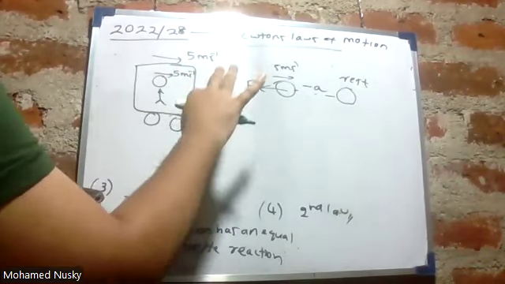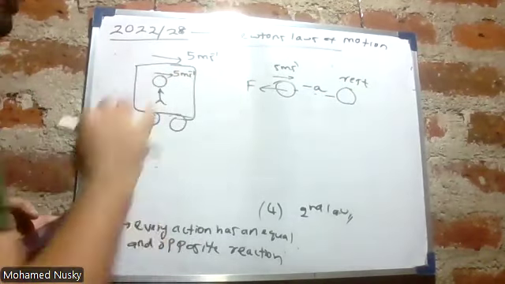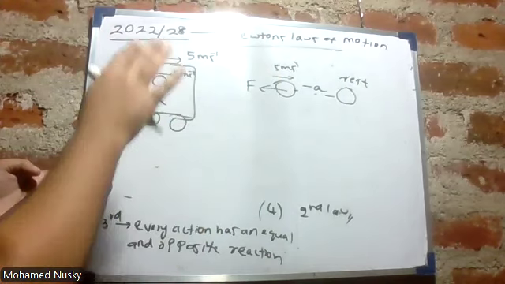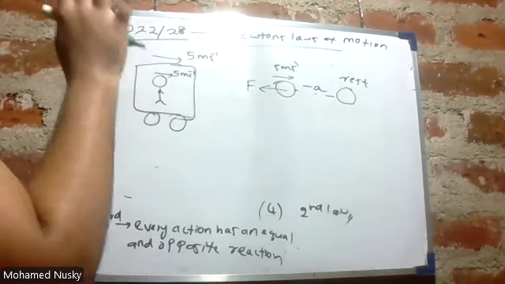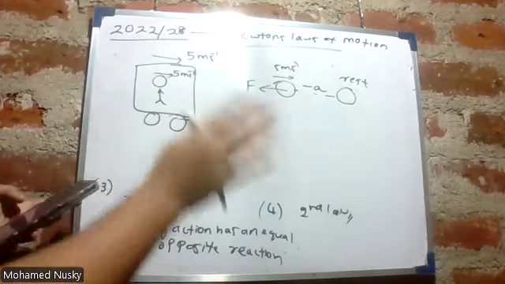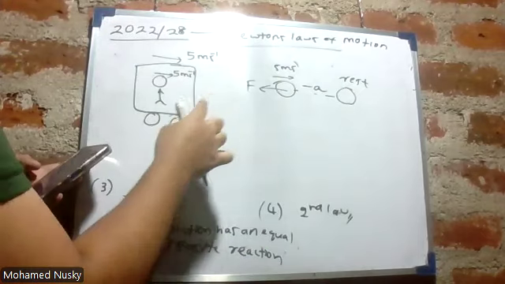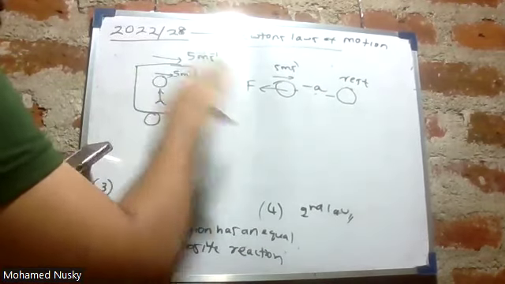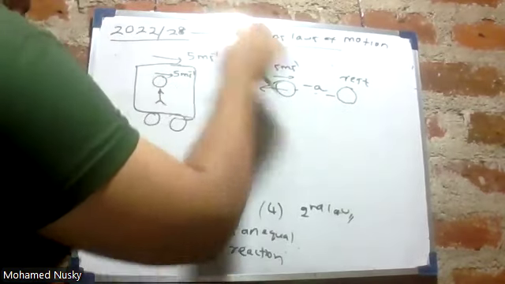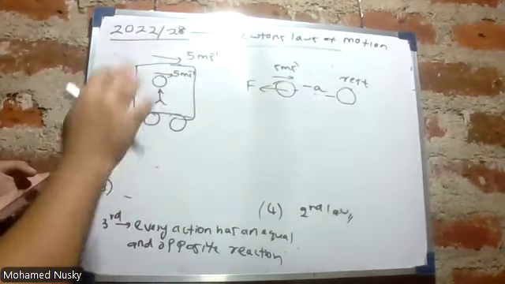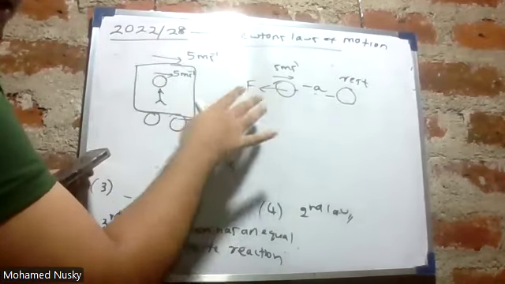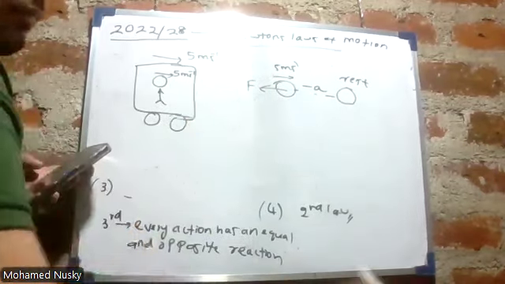Now, when this vehicle is moving with a velocity of 5 meters per second, the driver will apply brakes. When the brakes are applied, what will happen? This vehicle will decelerate and come to rest. So, when the vehicle decelerates, what will happen? Its velocity will decrease.